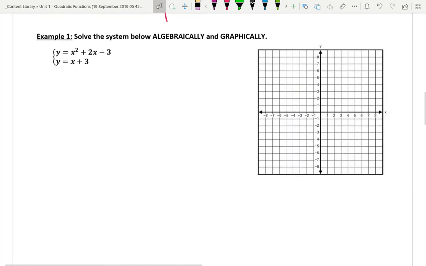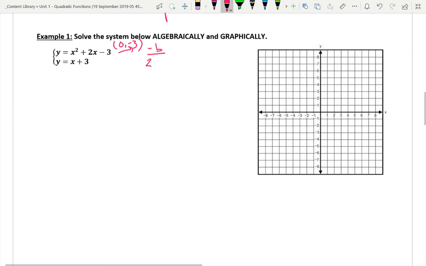All right, welcome back. So example 1, we've got a system here. We're going to solve it algebraically and graphically. And I kind of want to start with graphing here just so that I have a visual in mind. Graphing my parabola here, I know that I have the point (0, -3). It's in standard form, so that's helpful. But I also need to find the vertex.